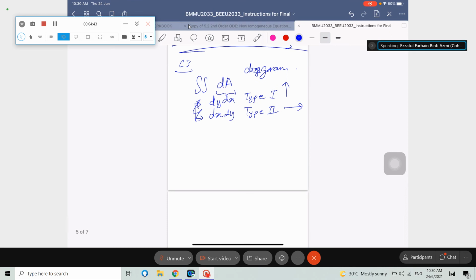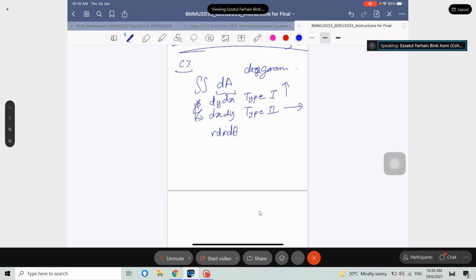Okay, after this one, you learn the third part, r dr d theta, which is polar. Look from inside to out. This might be one question. Every subtopic, one question, right?